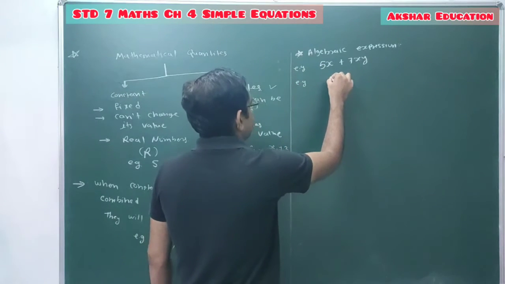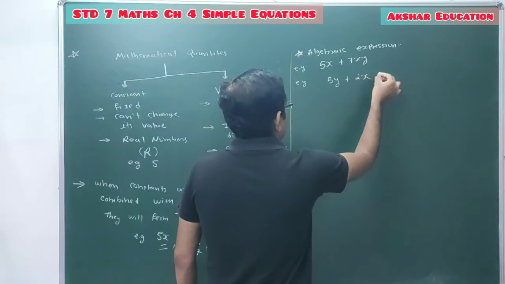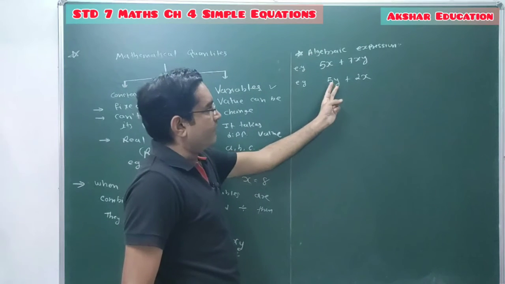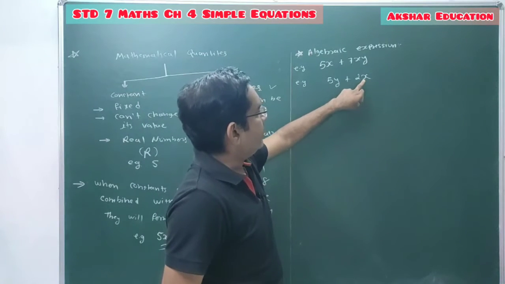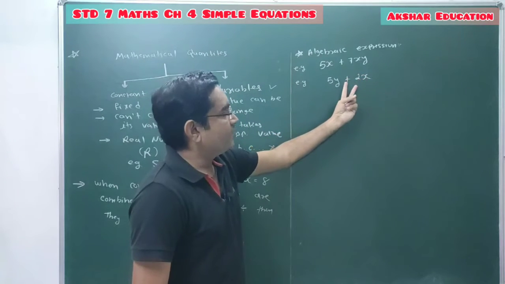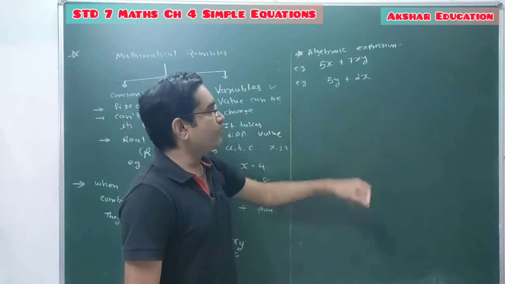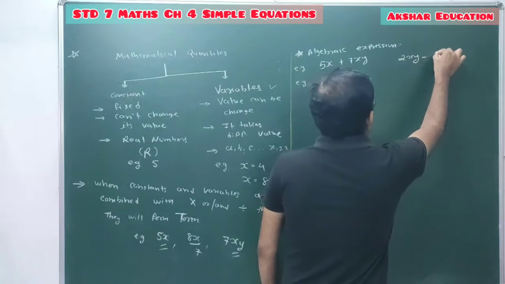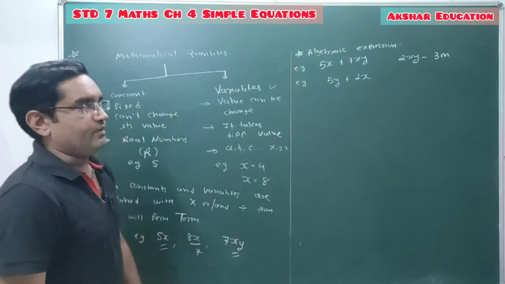Suppose I take one term pi y and 2x. This is one term which consists of constant pi and variable y. This is another term which consists of variable x and constant 2. Combining both terms by using a plus sign, this is one algebraic expression. You can also use a minus sign. Suppose 2xy minus 3m. This is one algebraic expression.